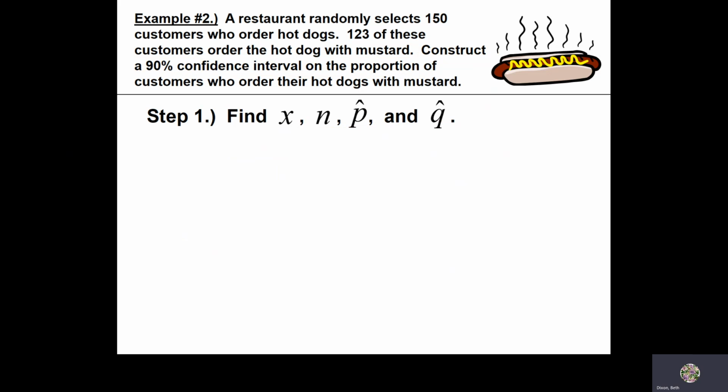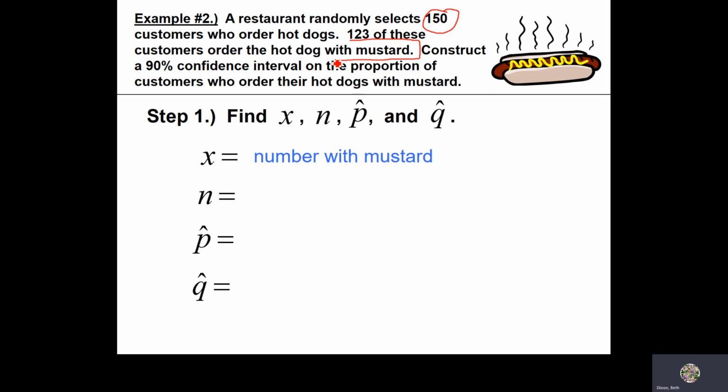So let's do those steps. Let's go back and do step 1, and let's label our X, our N, our P hat, and our Q hat. Our X would be the number of items with mustard. As we read the problem, the restaurant randomly selects 150 customers who order hot dogs. 123 of these order with mustard. That looks ugly, but you see the issue there.